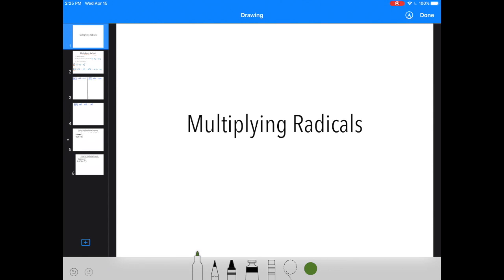Everybody, we are starting on a new section today, and we are going to be multiplying radicals. This section is going to be shorter than our simplifying radicals section because we've done a little bit of multiplying radicals beforehand when we were simplifying. Now it's kind of adding on those extra two sections of using distributive property as well as using FOIL.